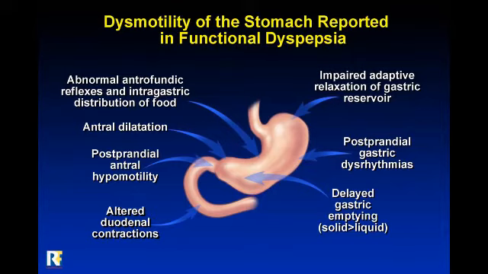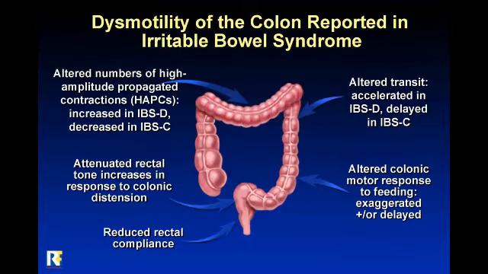Also, there's evidence of dysmotility in the small bowel and the colon in irritable bowel syndrome. So, for example, in IBS with diarrhea, patients will have more exaggerated motility, and in IBS with constipation, they have fewer of these high amplitude contractions. This is just a study actually from Bill Chey's father showing the power propulsion in the colon, that it's altered in patients with IBS, particularly the diarrhea type.